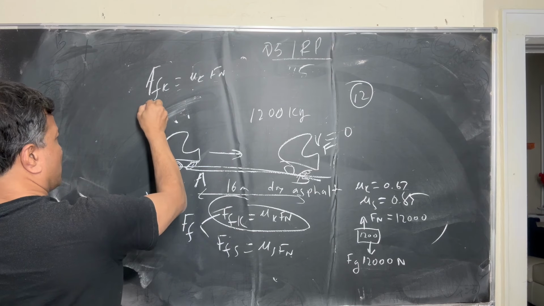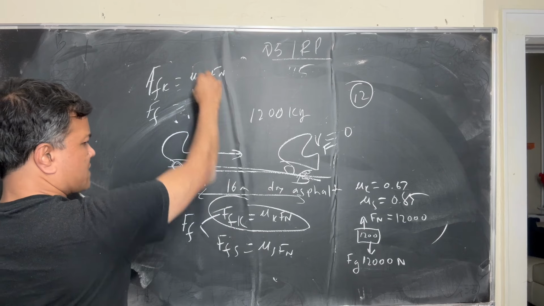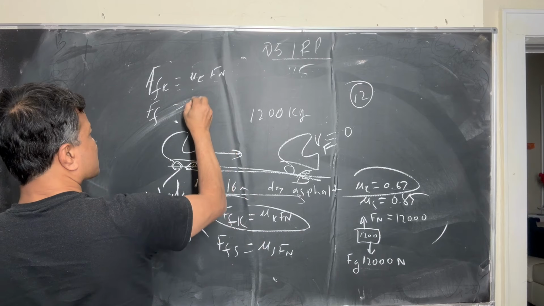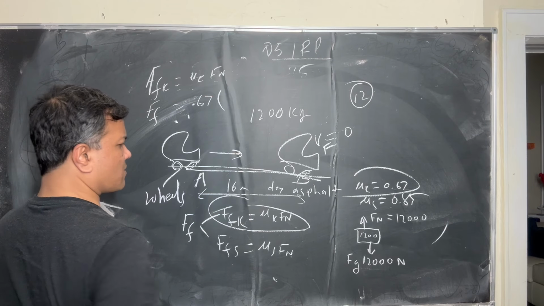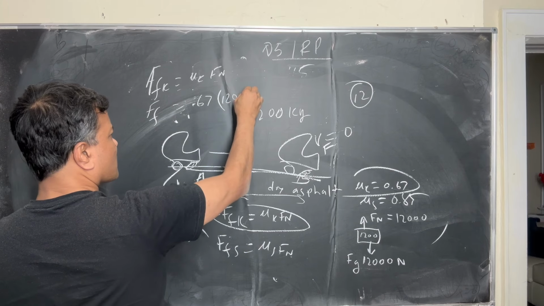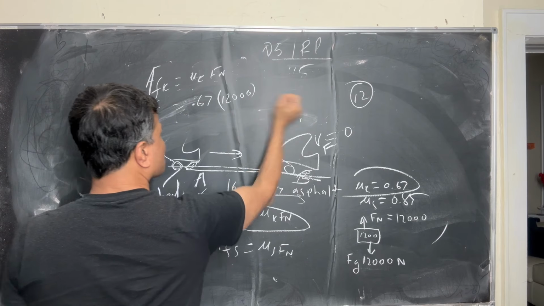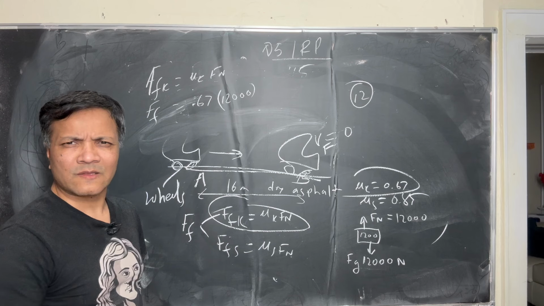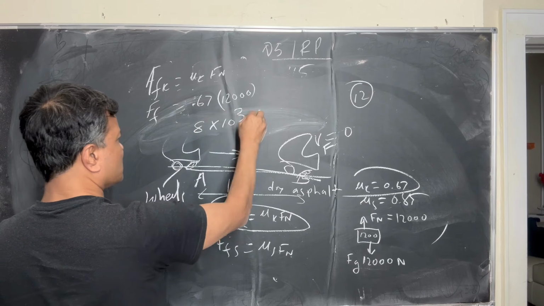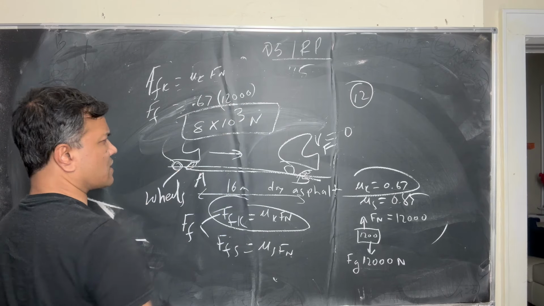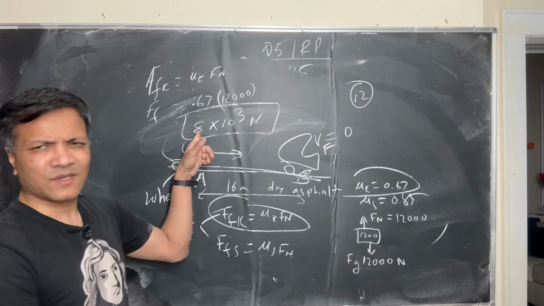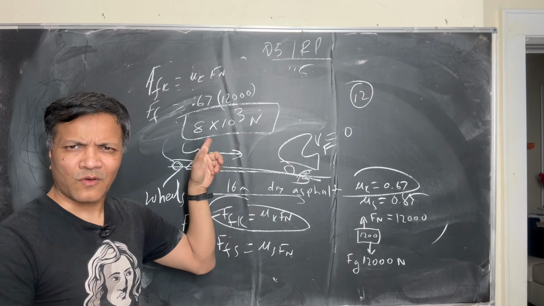Okay, so then mu k is 0.67, right? 0.67 times normal force. What is the normal force? 12,000. Okay, so I ask you to give me 1 sig fig. So 8 times 10 raised to 3 Newton. Okay. 8 times 10 raised to 3 Newton. I asked you to give me sig fig. So this is 1 sig fig. Okay, 1 sig fig. Follow the direction.